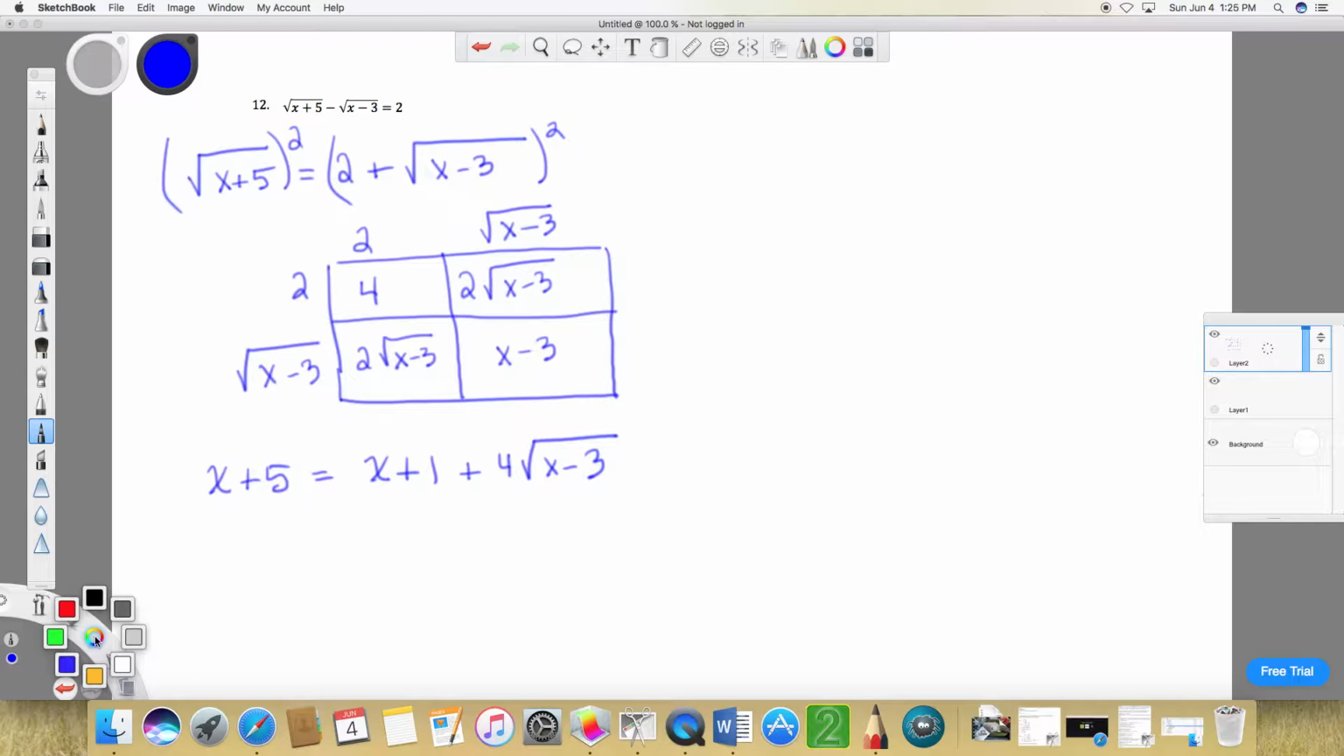So let's subtract x from both sides, and this term cancels. I'm also going to subtract 1 from each side. 5 minus 1 is 4. And then I have 4 times the square root of x minus 3. If I divide each side by 4, I have 1 is equal to the square root of x minus 3.